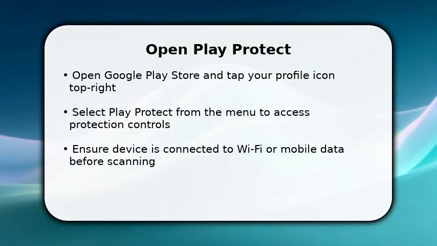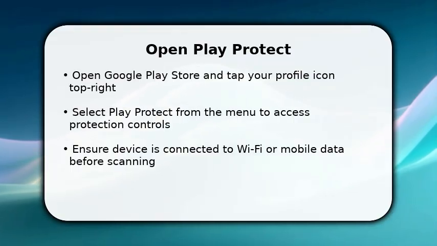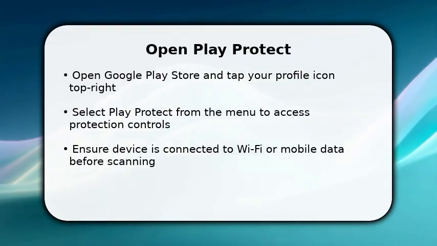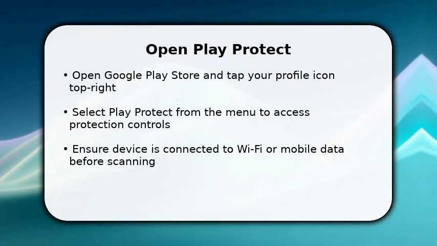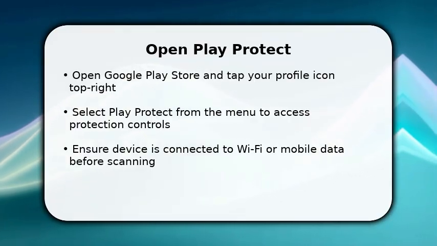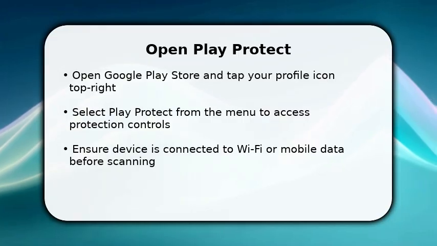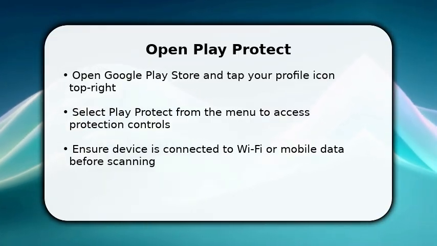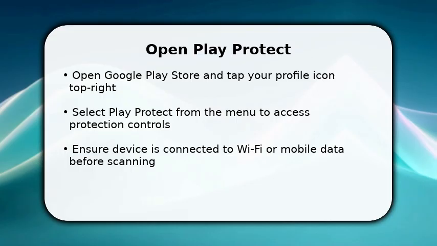You start by opening Google Play Store and tapping your profile icon. This gives direct access to Play Protect. Once there, tap Play Protect to view scanning controls and recent activity. Make sure your device is online so signatures and app data are current.